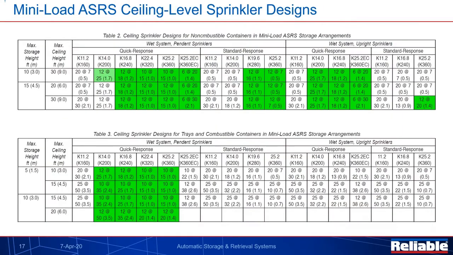For those of you who've worked with FM data sheets in the past, these tables should be very familiar to you. Those ceiling level sprinklers are going to be calculated following one of these tables, picking the K factor, the storage height, the ceiling height, and then identifying the number of sprinklers and at what PSI.